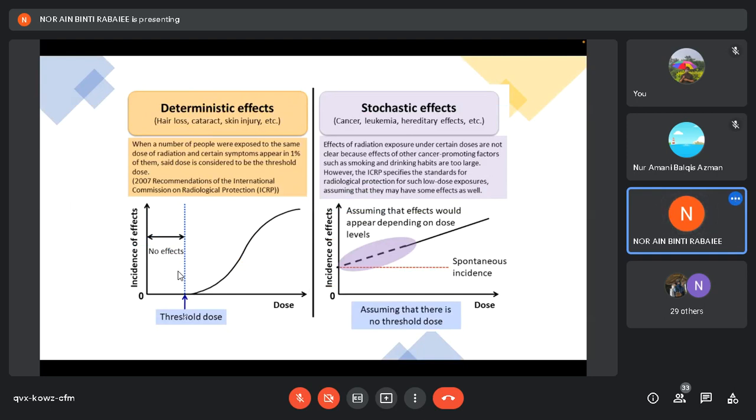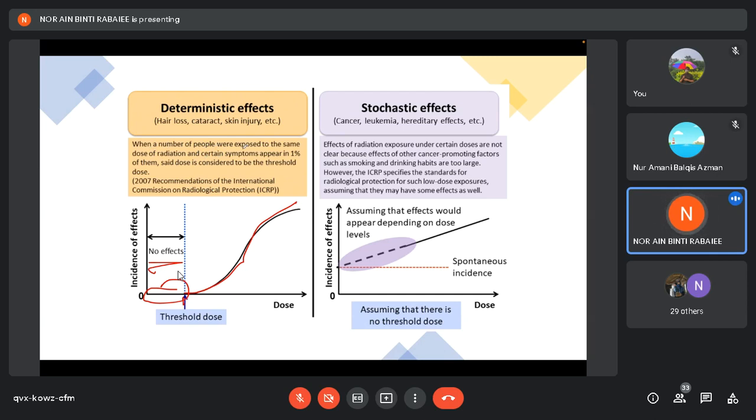So this is a graph of the deterministic effect. This is the threshold level. Once the absorbed dose received by the body is below the threshold level, there is no effect. But once it reaches or touches the threshold level, you can see the effect starting to show up.